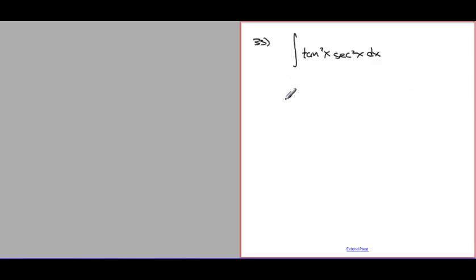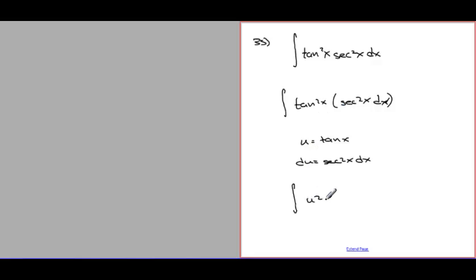Whereas if I make the other choice, and really I'm not doing anything different because the secant squared is already there, I'm just going to put them in parentheses. The secant squared is the derivative of the tangent. So if u is equal to tangent of x, then du is the derivative of the tangent, which is the secant squared, multiplied by dx, because I have a differential. So I can now rewrite that original integral as u squared times du.